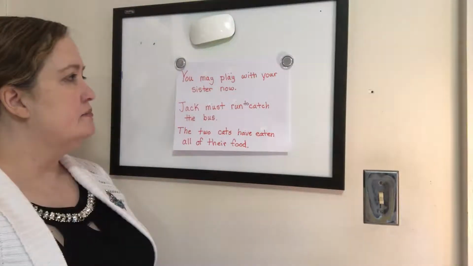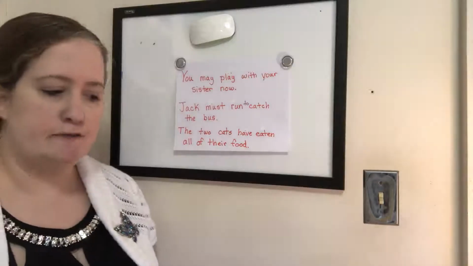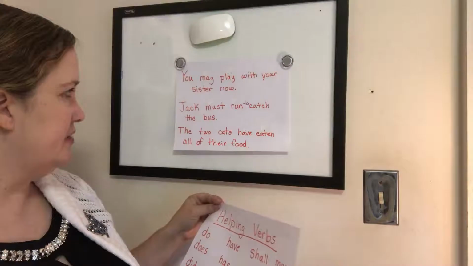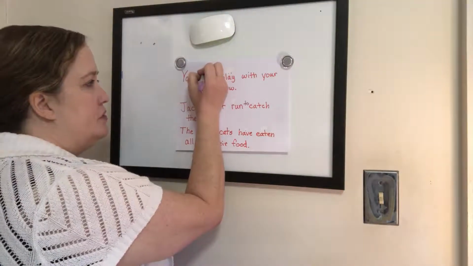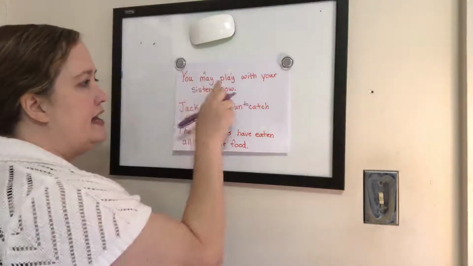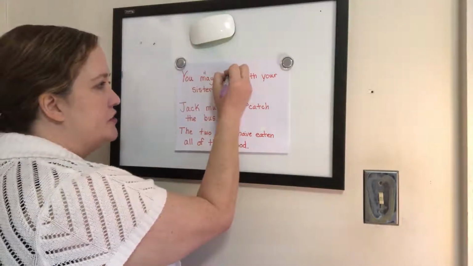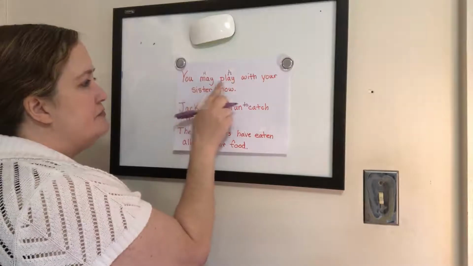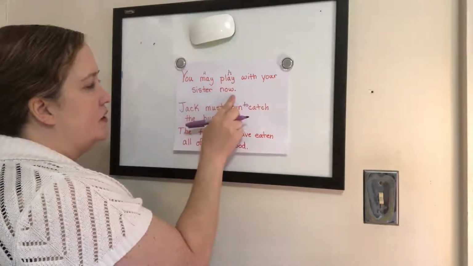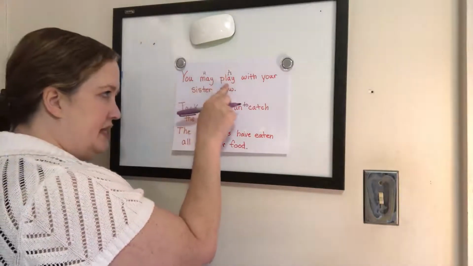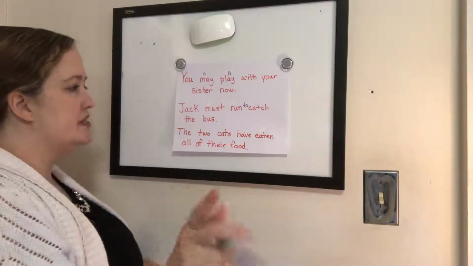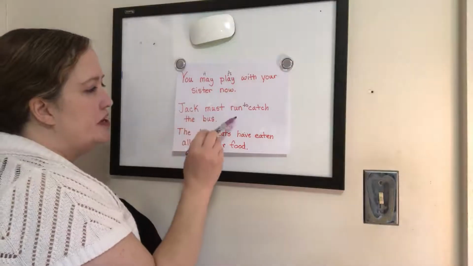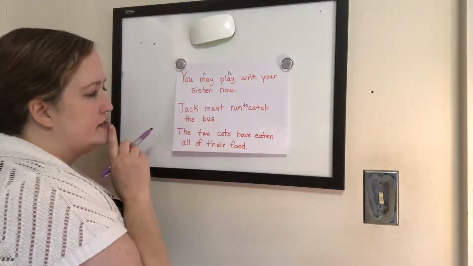All right. You may play with your sister now. So we're talking about helping verbs. So may is the helping verb, and I'm going to put H there. And play is the action verb. So you may play with your sister now. Play is the action word. The helping word is may. Do the next one. Jack must run to catch the bus.